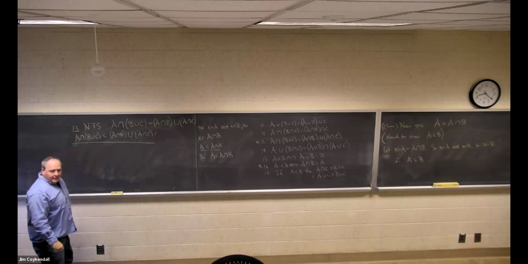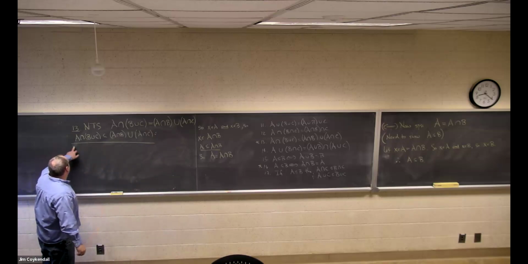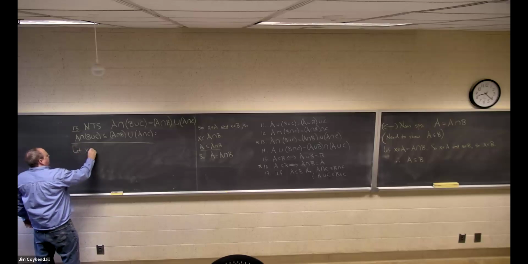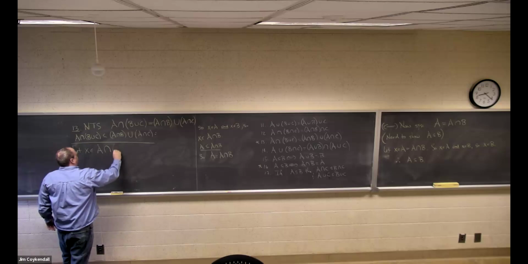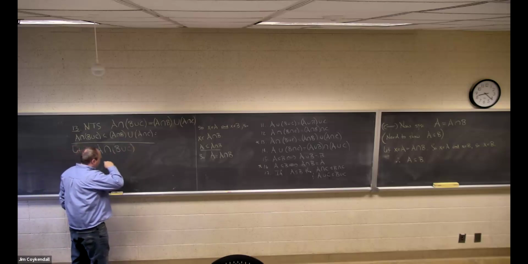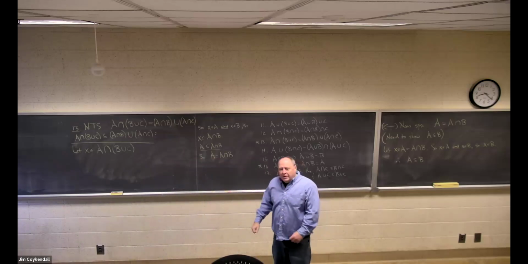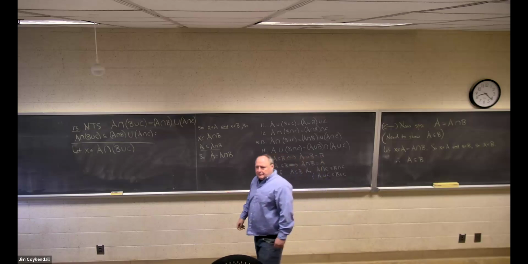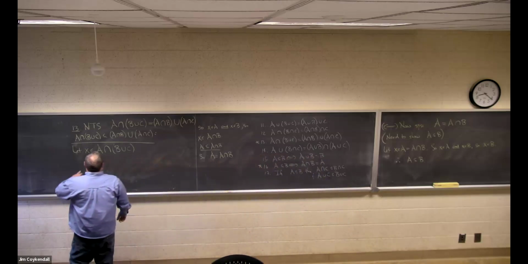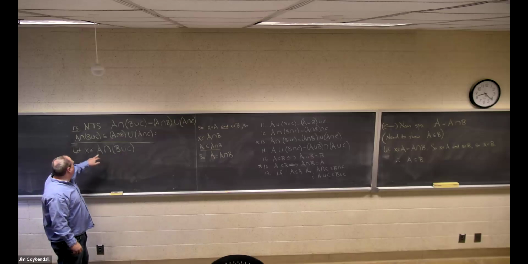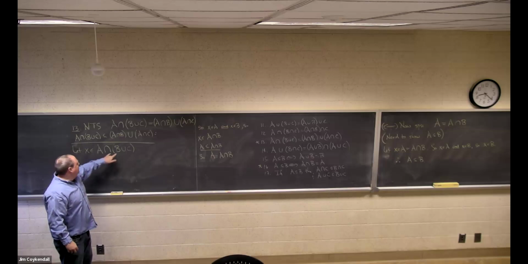Show this. Let's go through the details here. And let's take this apart. What does this literally mean? X is in A intersect B union C. This means X has to live here and it has to live here. Agree? Write that down.